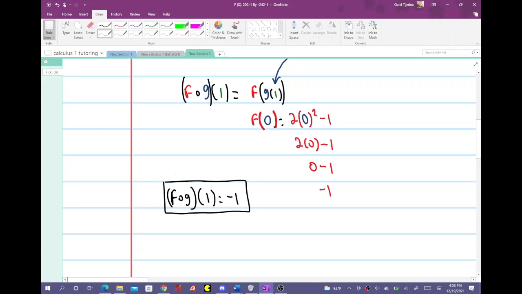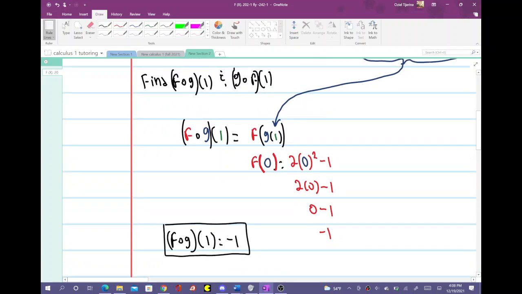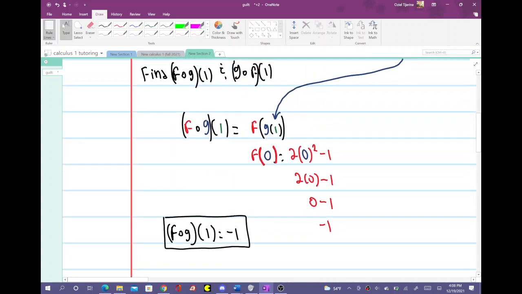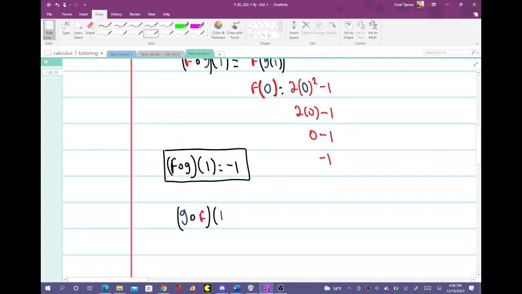Now what about g composed with f of 1? That's kind of the same thing, but it's backwards. So now we're going to have to do g of f of 1. So basically, we're doing it backwards. So now we have g composed with f of 1, and this just means g of f of 1.